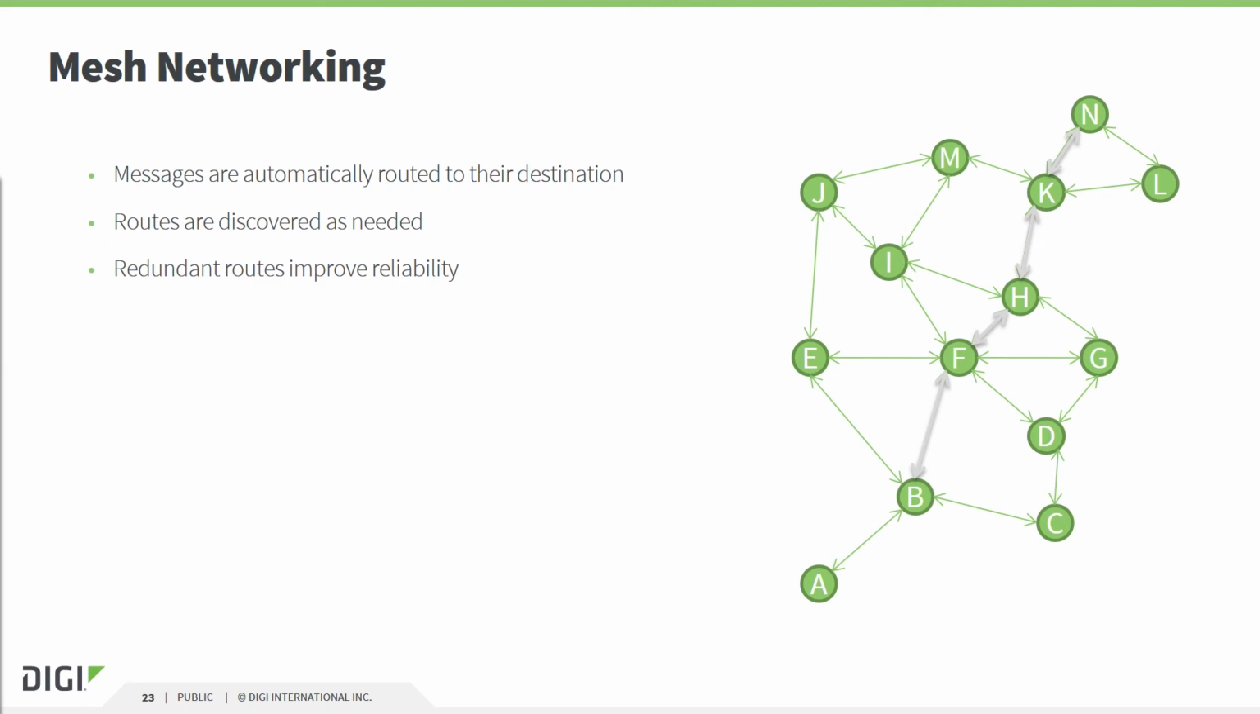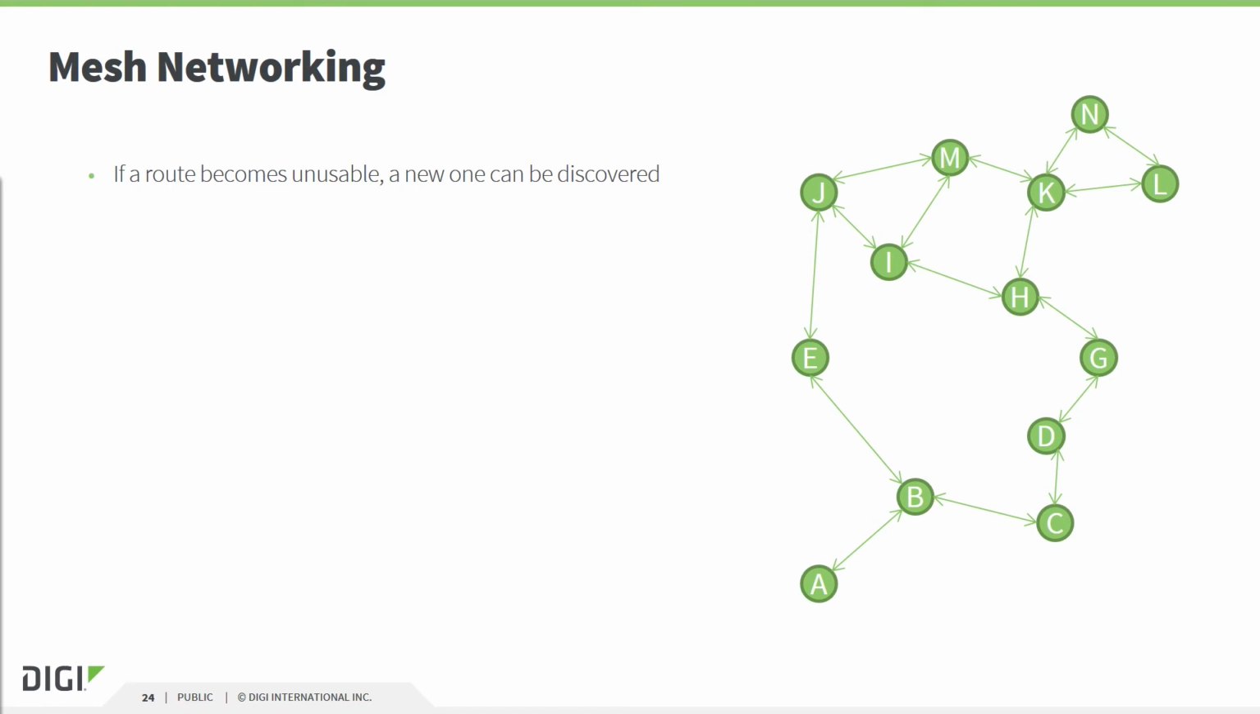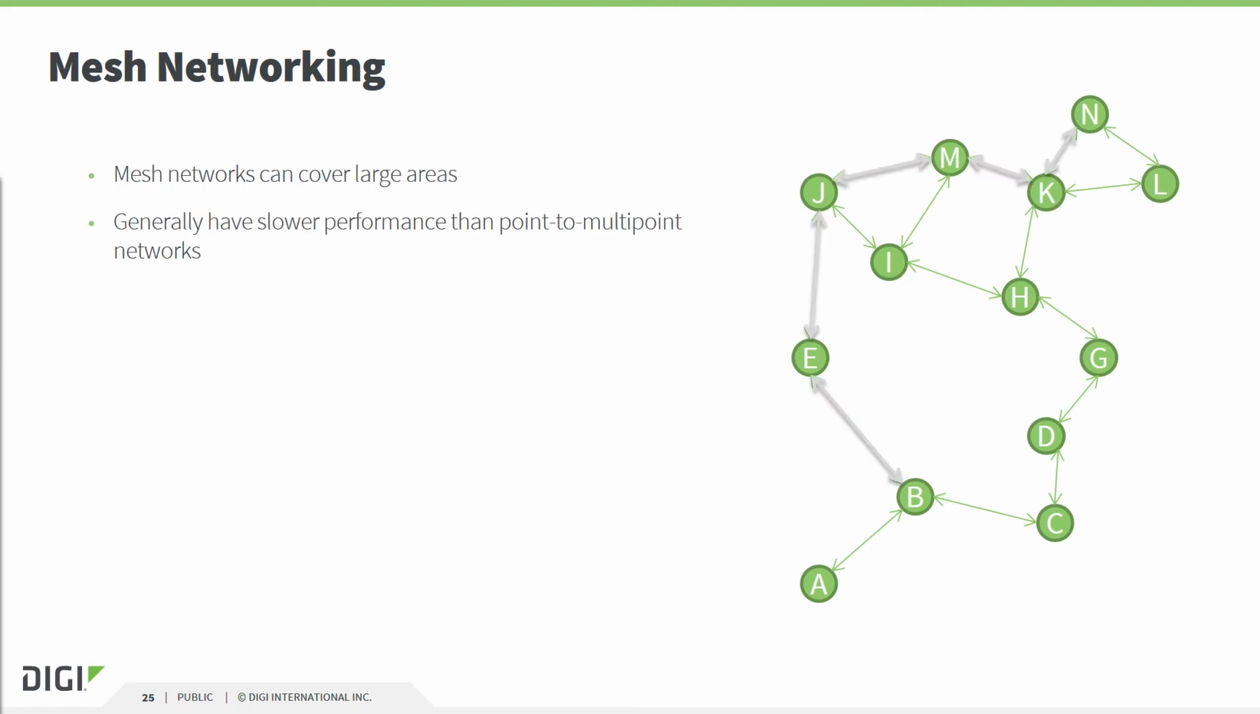Obviously, the network can also have redundant routes, so this will improve the reliability of the network. For example, if some node for whatever reason has disappeared, then automatically the network will discover a new route in order to reach the destination. The trade-off is that in order to implement and execute all this process, the network will behave slower than the 802.15.4 that we have seen before.